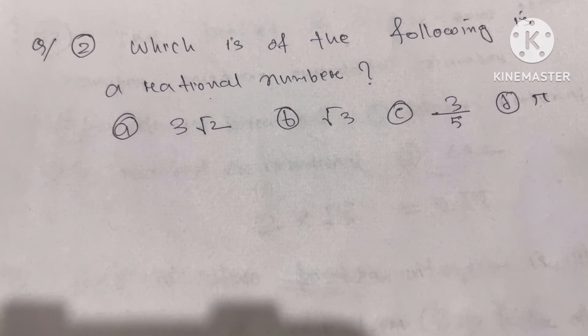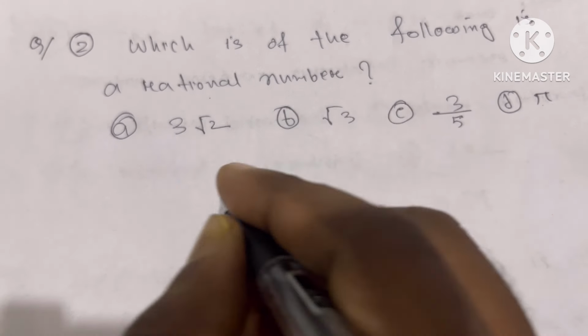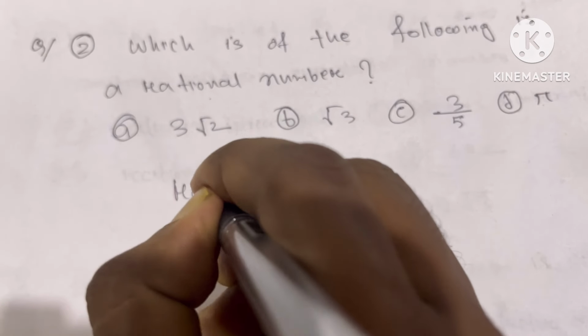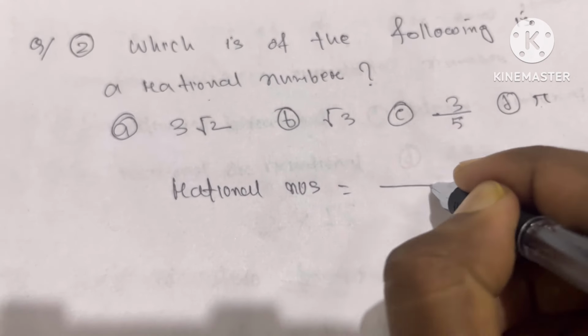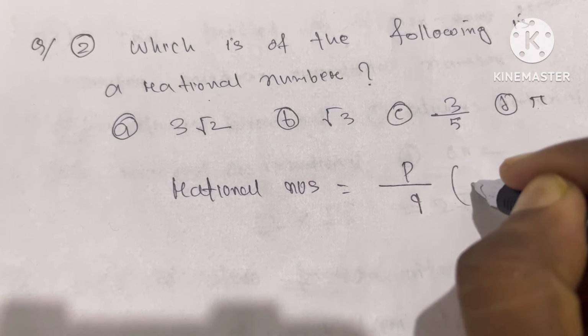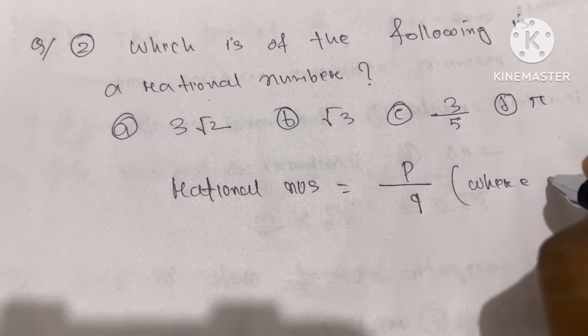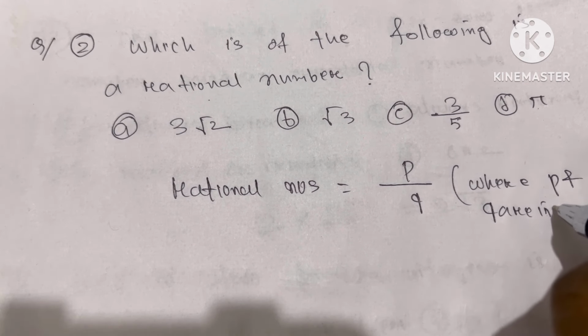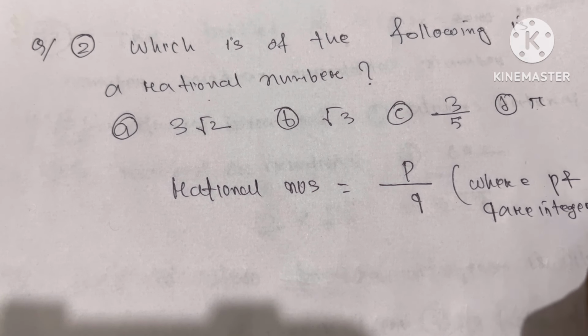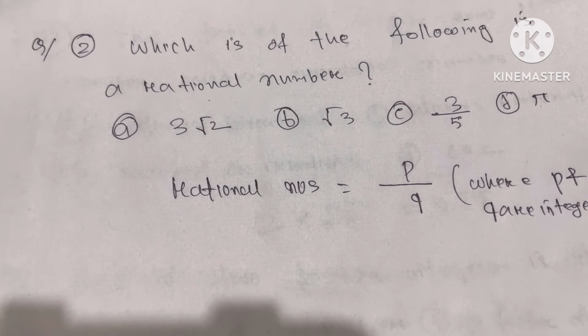Question number 2, which of the following is a rational number? Option A 3√2, B √3, C 3/5, and D is pi. So this is very simple, because rational numbers are the numbers which can be written in the form of p/q, where p and q are integers.